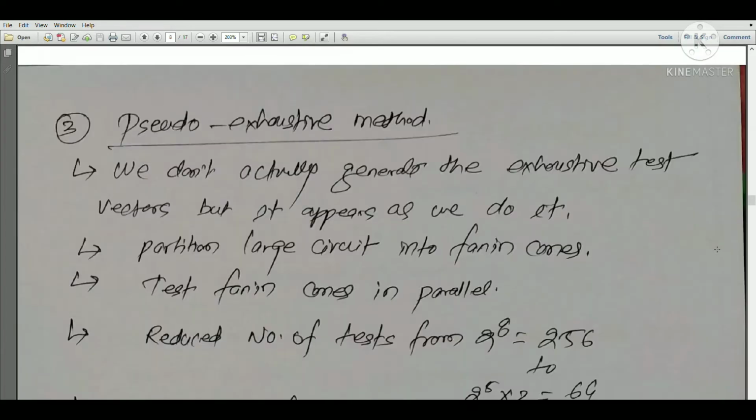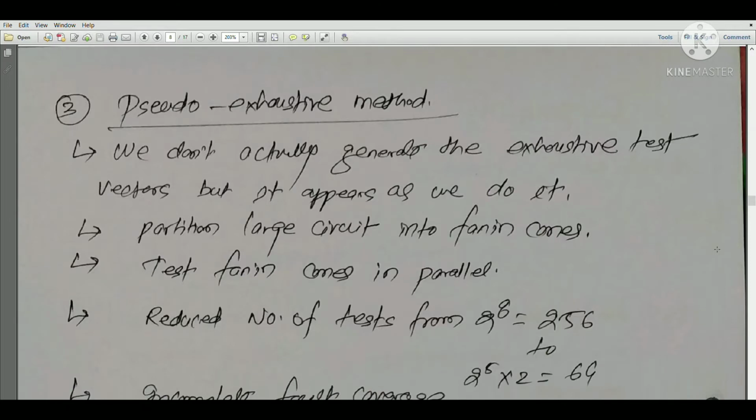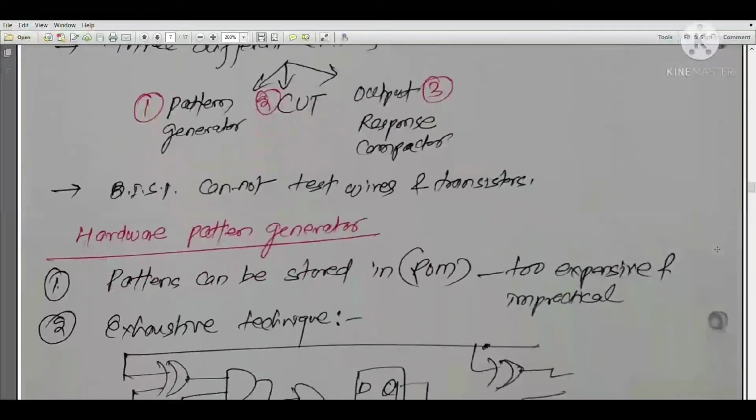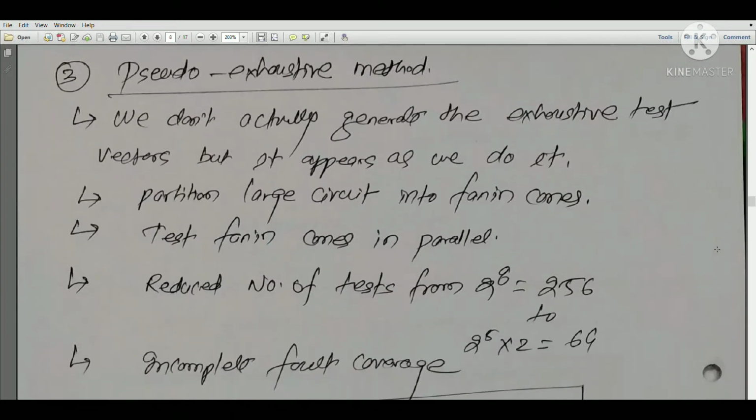So we move ahead to the third technique, the pseudo exhaustive method. What is the pseudo exhaustive method? What was the first method? The first method was the scan path design that we discussed in the previous lecture. So third is the pseudo exhaustive method. In the pseudo exhaustive method, we do not actually generate the exhaustive test vectors, but it appears as if we do. This is why the name pseudo is given. You are not generating the actual exhaustive test patterns, but it appears that you are. We will see how it is done.